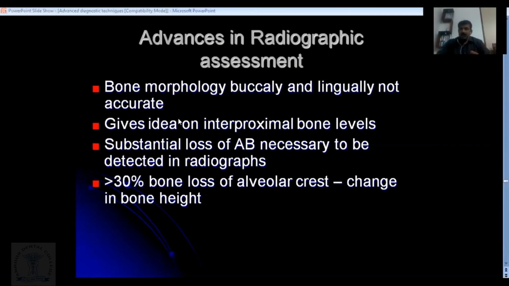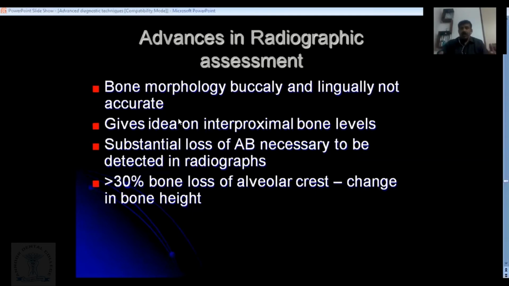Because one thing is, because you have a radiopaque root, the bone levels in relation to the buccal or the lingual aspect of the root are obscured. It isn't accurate. You can't accurately measure that in a radiograph. It gives only a very good idea of the interproximal bone levels. And early bone loss is not detected. Okay? You need at least 30% bone loss to occur in the alveolar crest so that the change may be seen in the radiograph.